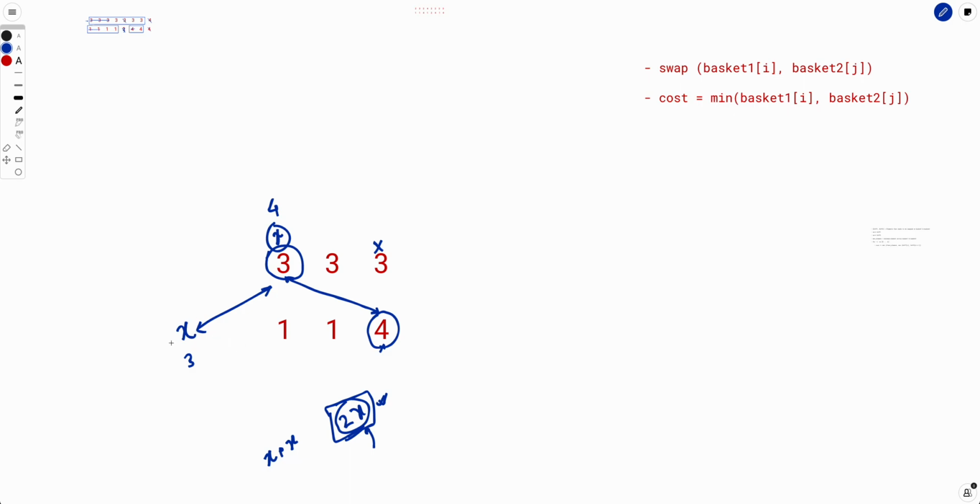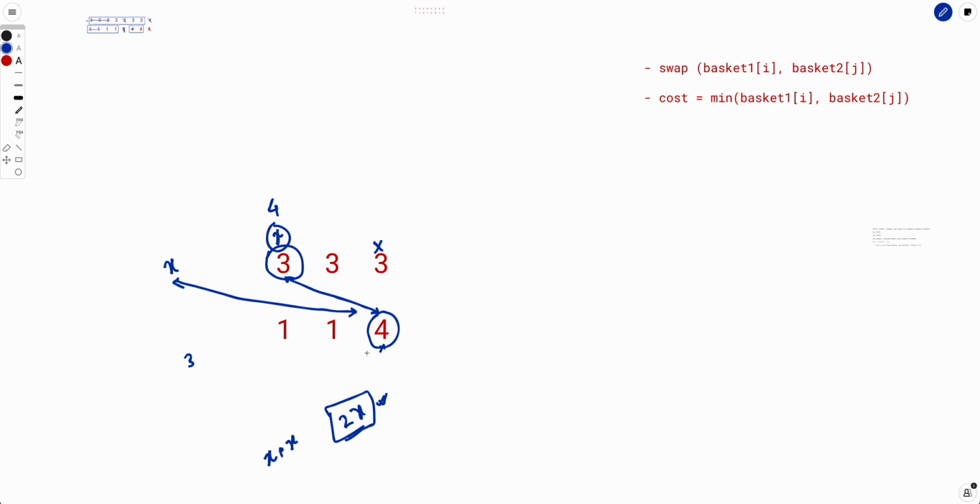Because let's say x is not in the first array. Instead, x is in the second array. Sorry, x is not in the second array. Instead, x is in the first array. In this case as well, you can just swap x and 4 first, right? If you swap x and 4 first, x will come here and 4 will come here, and then swap this x with 3. So x will again come back to the initial position, and this 3 and 4 would be swapped, right?